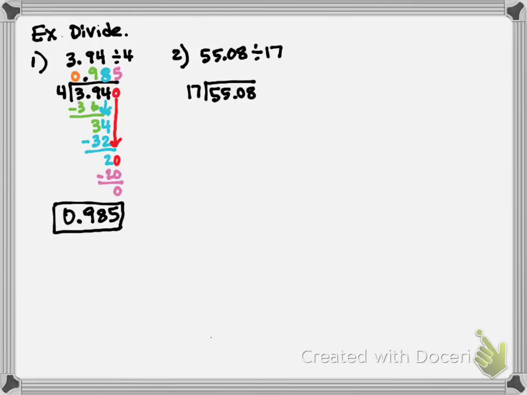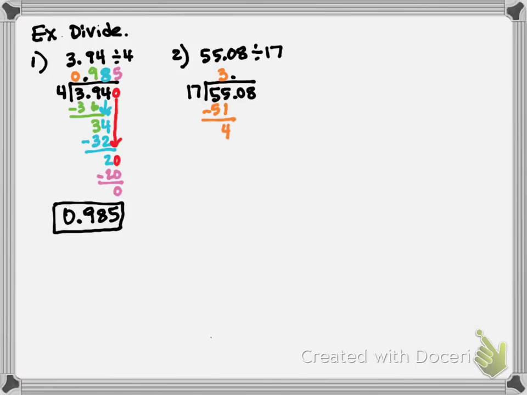See, there is no decimal in 17, so the decimal comes straight up into the quotient. And then I begin dividing. Let's see, can 17 go into 5? No, but it can go into 55. How many times? 3 times. That's going to give me 51. So I subtract, I get a difference of 4.